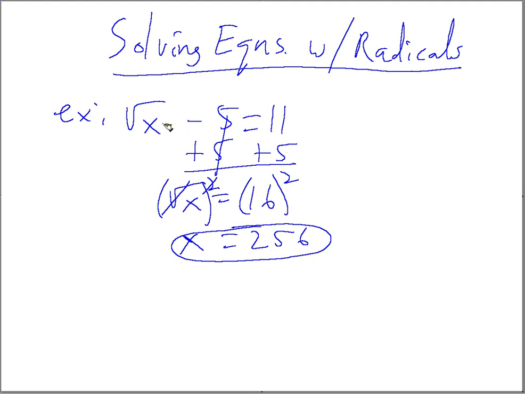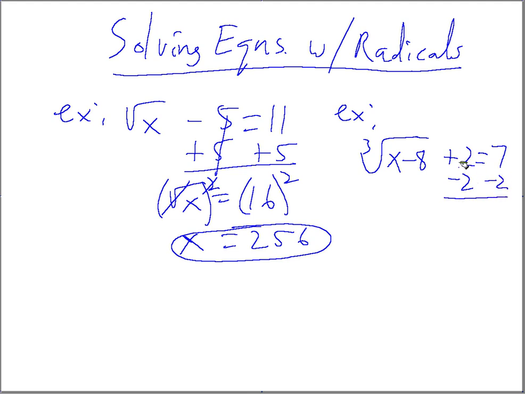So again, simply isolate the radical and then square both sides in this case to get rid of the square root. What about a cube root equation? Let's try this one. Let's take a look at something like the cube root of x minus 8, plus 2 is equal to, let's make it equal to 7, for example. Okay, so let's go ahead and, again, isolate the cube root. So let's subtract 2 from both sides to do that. Again, 2 is not part of the radical here. So subtract it out. So we're going to get cube root of x minus 8 is equal to 5.